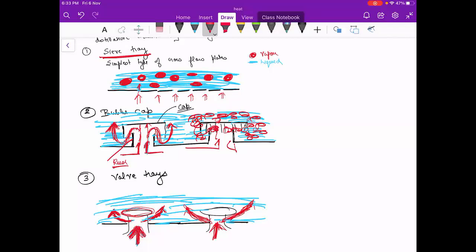We know that whenever there is good mixing, it helps to have good mass transfer in your system. So these are the three trays which we have done: sieve tray, bubble cap and valve trays. There are various parameters, and a contactor's performance depends on these factors.